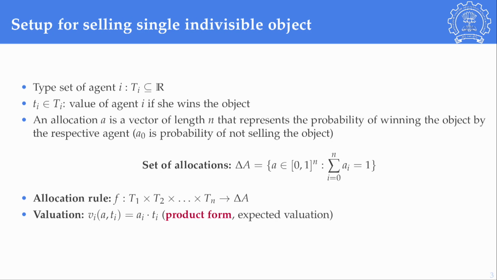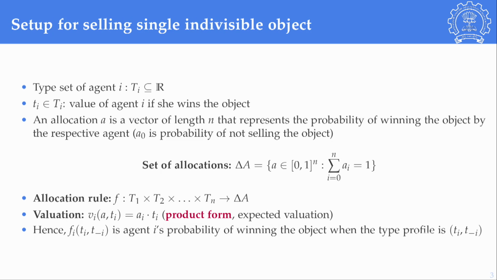And valuation, as before, we are following the same notation. You have this allocation here and also the type, which is how much the agent values that object. So the valuation is already in an expected form, because I do not know deterministically whether I will get it or not. Beforehand, before the mechanism starts, I can only evaluate what is the probability that I will get that object. So if the mechanism decides that a_i is my probability of getting that object, then my valuation is just a_i times t_i. It's also called the product form, depending on which textbook you are looking at.